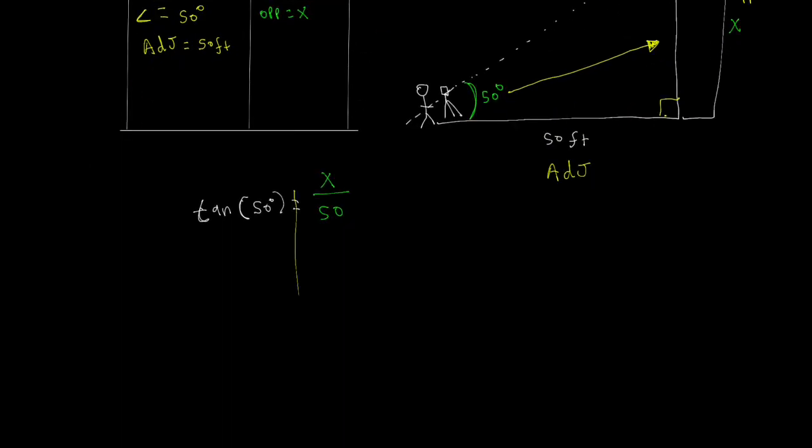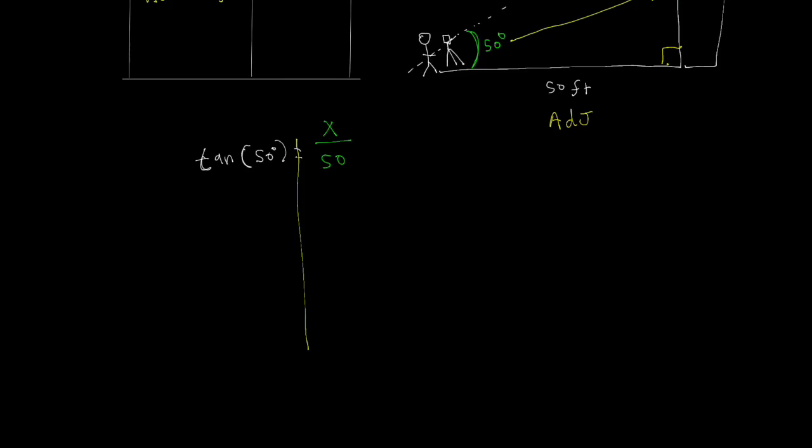So here I'm going to split this equation into two. On my left hand side I have tangent of 50, on my right hand side I have x over 50. So tangent of 50 I'm going to divide by 1, and now I can cross multiply. So 1 times x, that's going to give me x. And then 50 times tangent of 50, that is going to give me 50 tangent of 50 degrees.